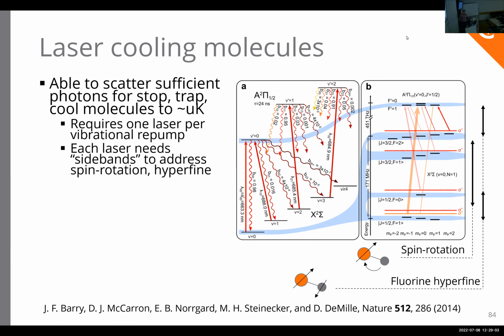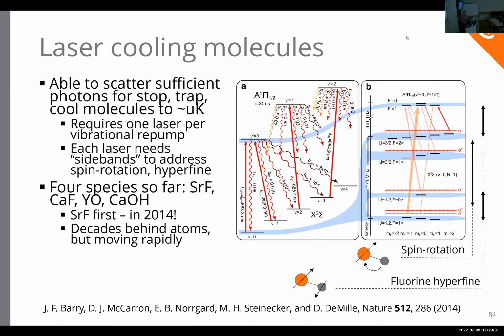It's a little more complicated than that because, as you know, this state is not a state, but a forest of states. So they had to take each of these lasers and apply frequency components to it through modulation to address all of the substructure: the spin rotation splitting and the fluorine hyperfine splitting. So each laser is actually addressing all of these transitions with multiple polarizations. So it's still really complicated, but it worked. And people are getting better at this now.